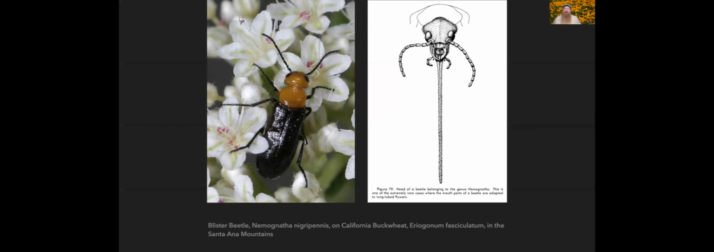This is another kind of blister beetle on California buckwheat. That's right, those little bitty flowers of California buckwheat look giant in a photo like this. This is a species of blister beetle who has developed this really long tongue, basically, or straw, if you will. Kind of thinks it's a butterfly, and it puts that tongue into the flower of buckwheat, for example, and drinks nectar like a butterfly.